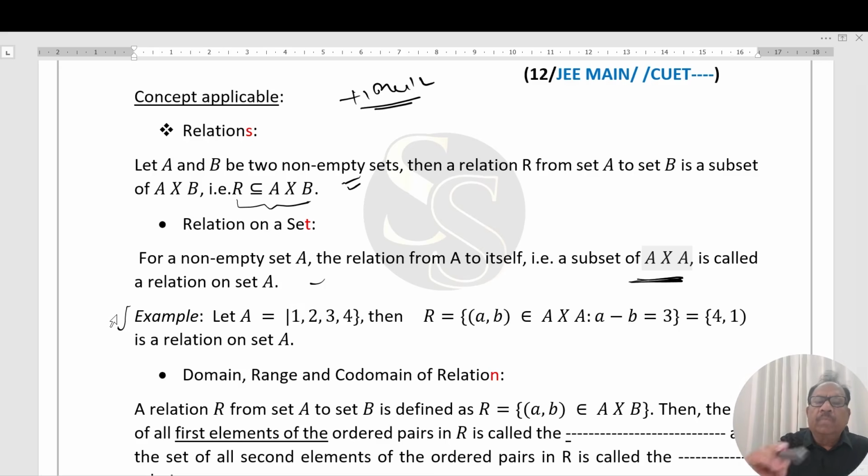Example: if A is {1, 2, 3, 4}, and R is the relation on A cross A given by a minus b equal to 3, then a minus b is 3. In this case, check (4, 1): 4 minus 1 is 3, so (4, 1) is a relation on set A. Right? Now, what is domain?